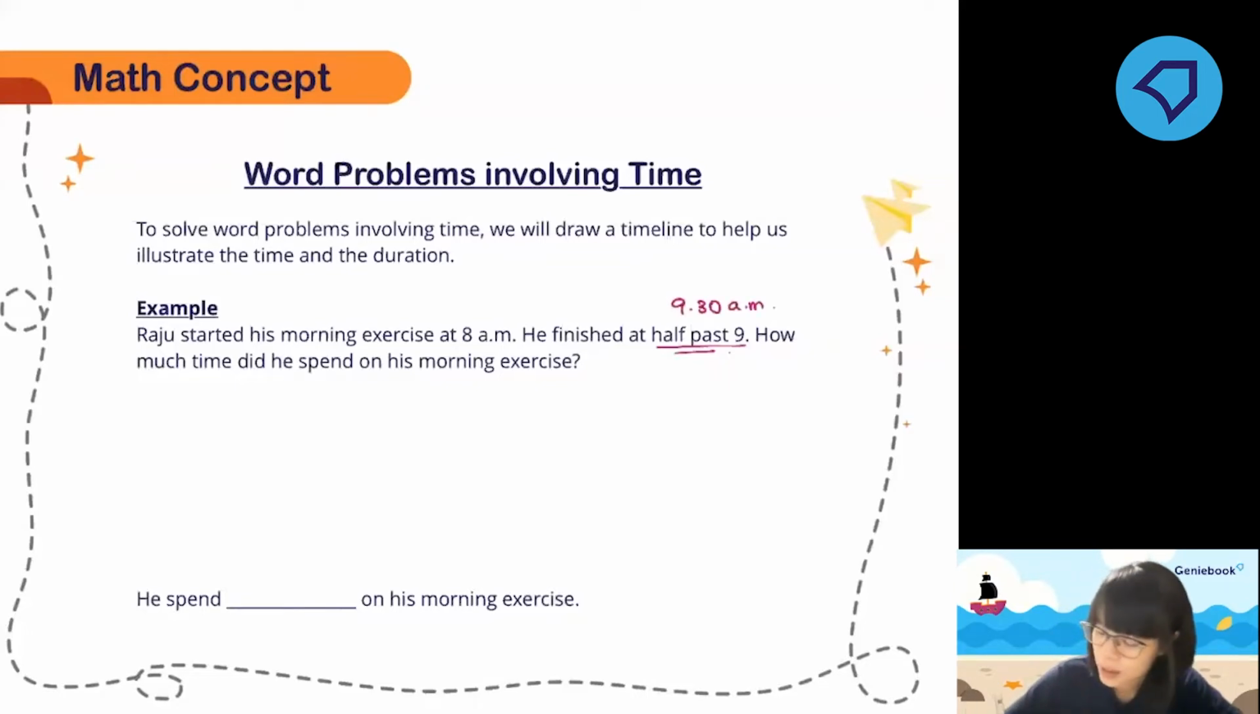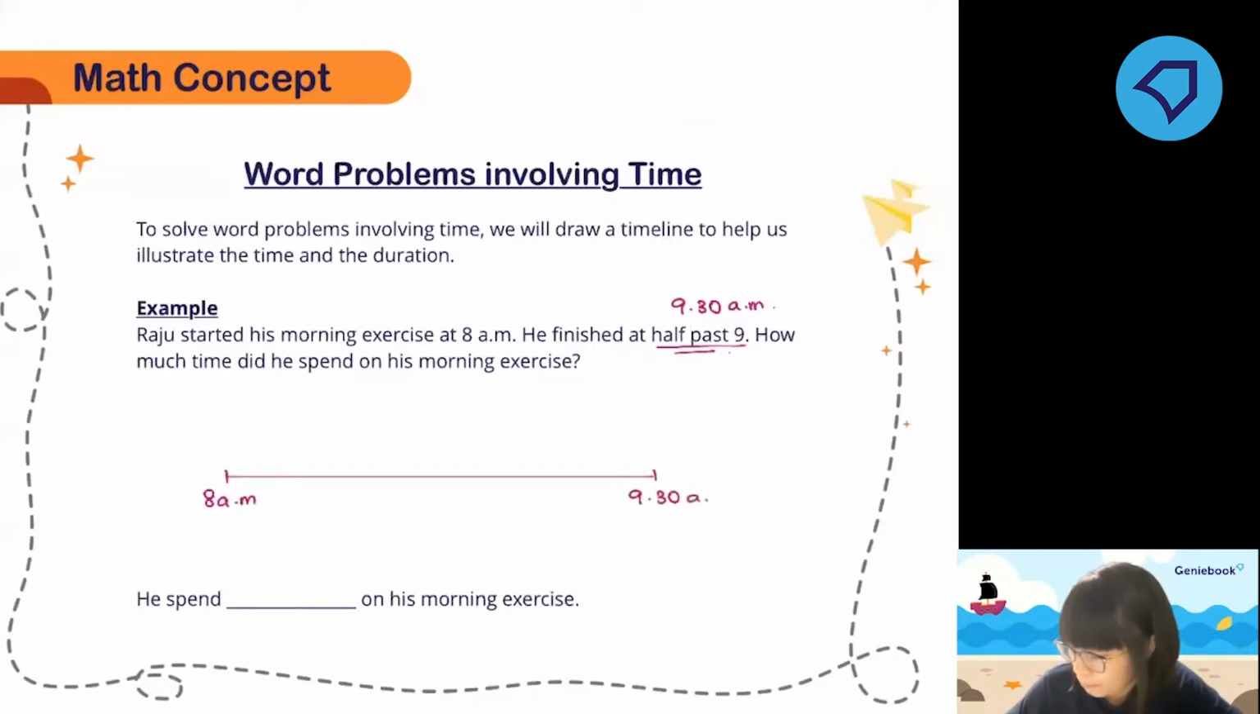Okay, 9:30. Now let's draw our timeline over here. He started at 8 a.m. He ended at 9:30 a.m. Okay, so I'm going to split it into hours and minutes. From 8 a.m. to the next hour should be 9 a.m. Then from 9 a.m. to 9:30. So from 8 to 9, it would be 1 hour. From 9 to 9:30, it would be 30 minutes over here.